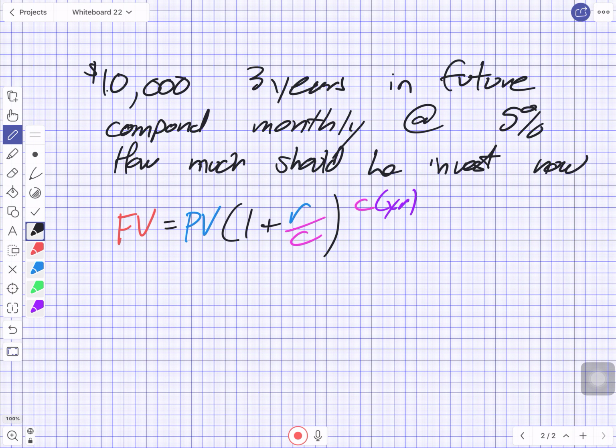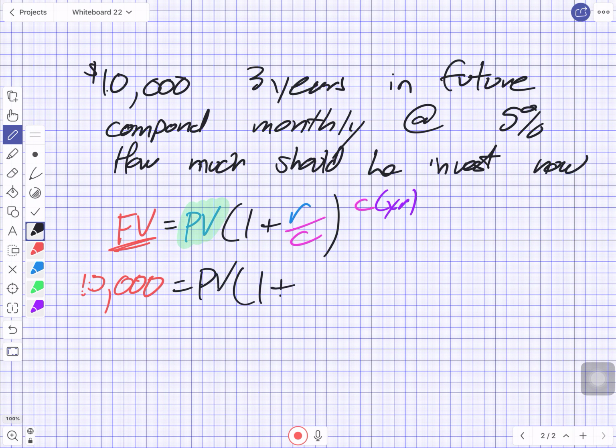So let's take what we got here. This question is asking us, how much should he invest now? So the question is asking us about present value. So we know that whatever it is we're going to do here, it's an eraser. Well, that's a good color. That's what we're looking for. So in other words, the future value is $10,000. Great. So we're going to replace future value with 10,000. Present value is still what we're looking for.